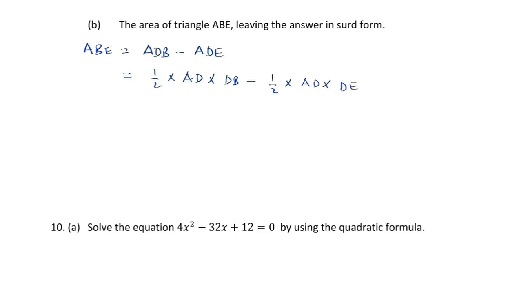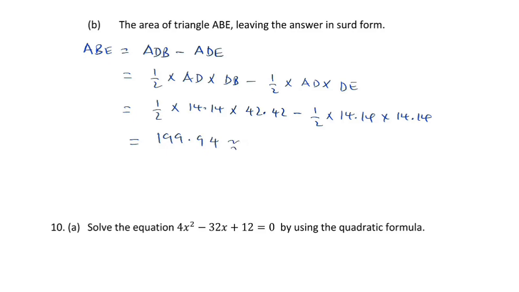Let us take the values which we have. We are going to have 1 over 2 times 14.14 times 42.42 minus 1 over 2 times 14.14 times 14.14. After solving the values, we are going to have 199.94, which is approximated to 200. Therefore the area is going to be 2 times 10 squared meters squared, and this is our final answer in standard form.